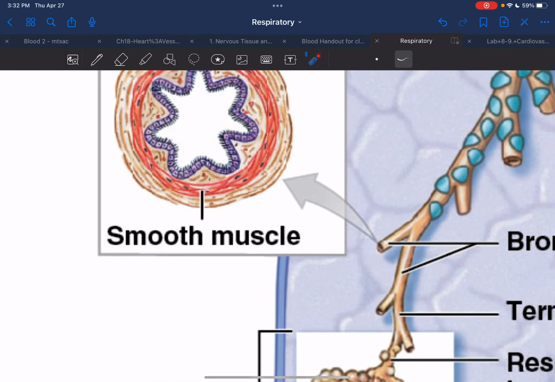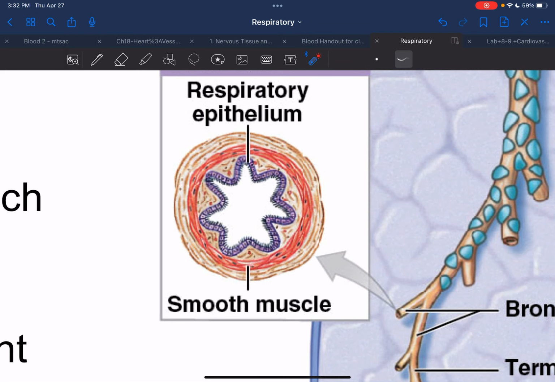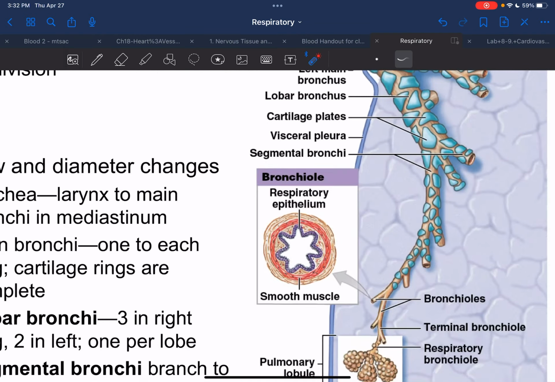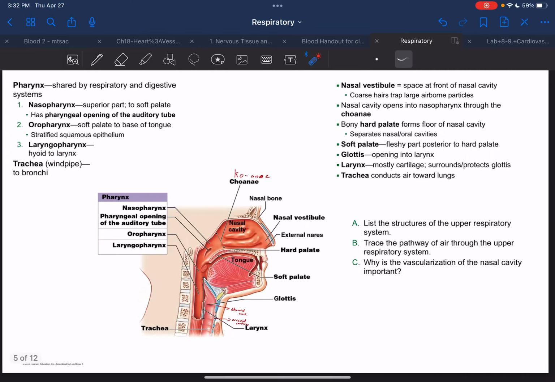Now, something to mention about our bronchioles is that when we look at our bronchioles, we sort of started touching on it, and you don't have to swap slides here. I'll do it for you.